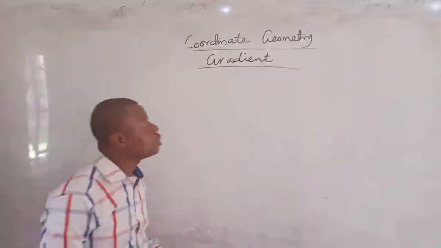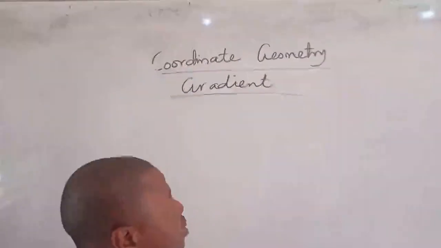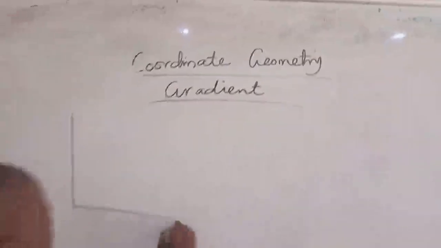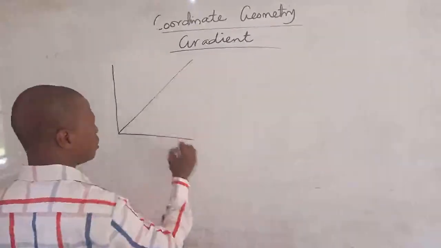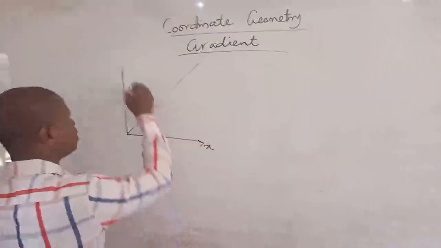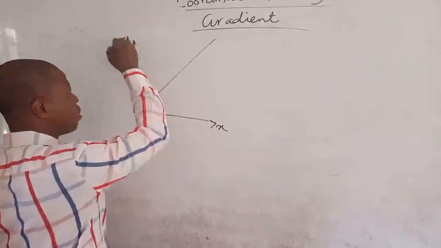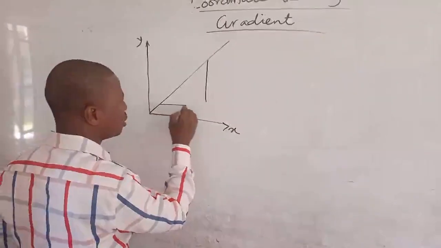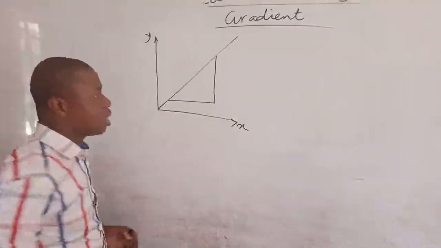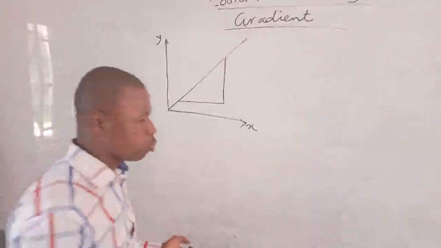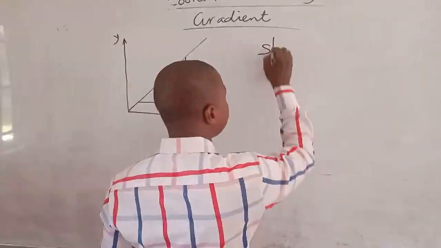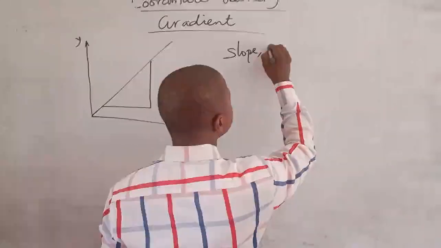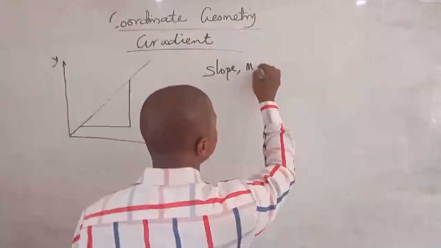So the next thing we are going to look at is the gradient of a straight line. How to find the gradient of a straight line. Let's say this is the x-axis and this is the y-axis. Now another word for gradient is slope, S-L-O-P-E, and it is often designated with the letter M.